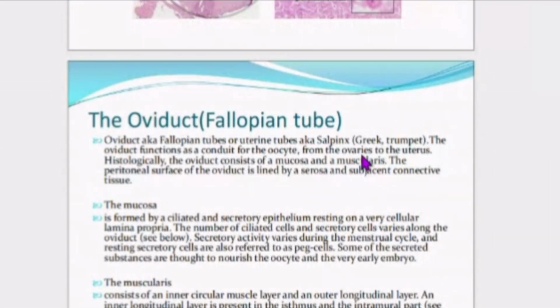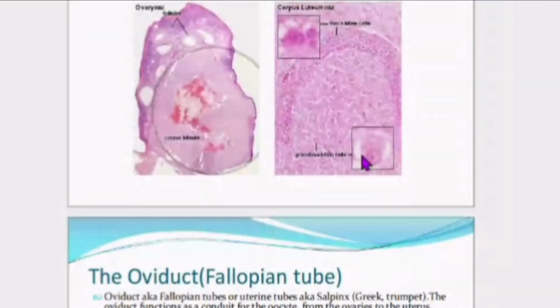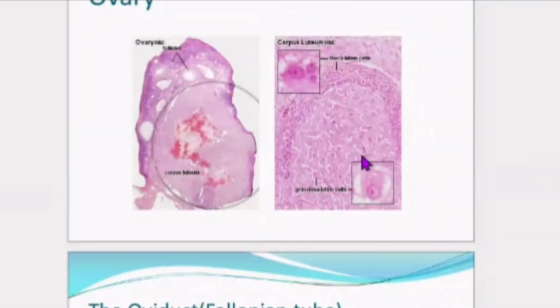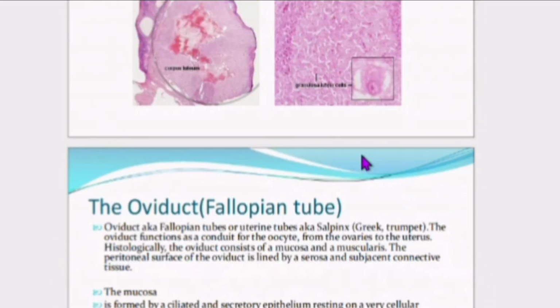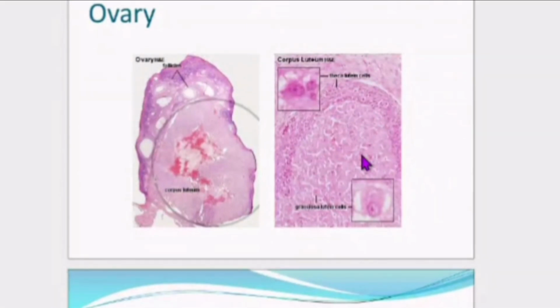Imagine that all these cells are located in the cortex of your ovary. Because they are located in the cortex, it's so easy for you. Whenever you look at the cortex, you can actually see your corpus albicans and all the cells that are in different stages of development.